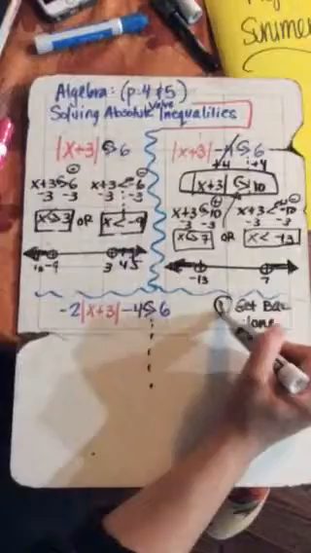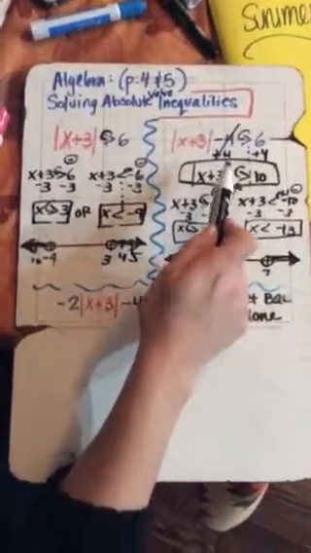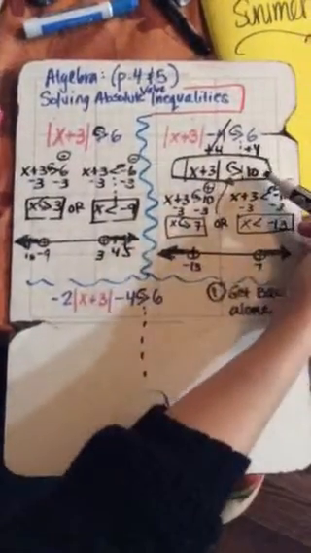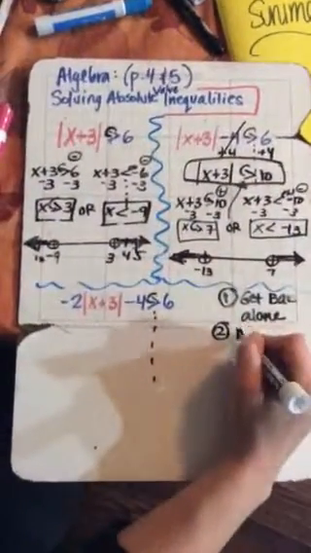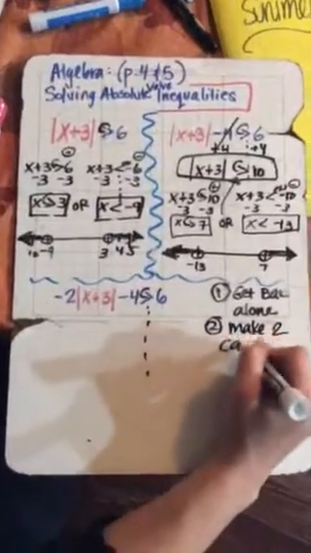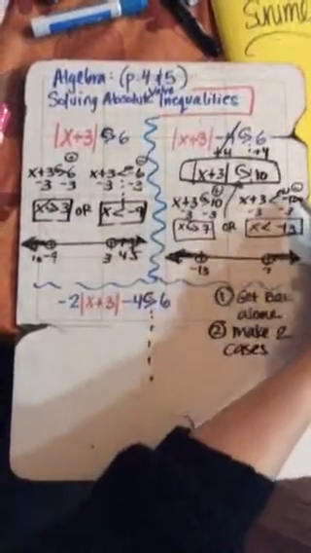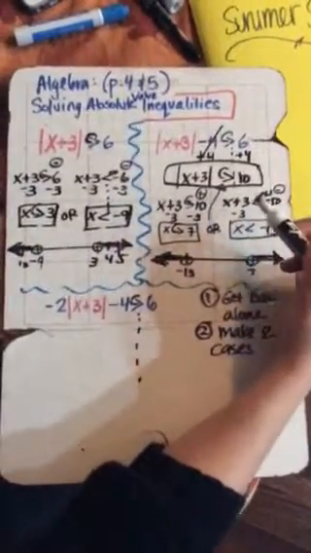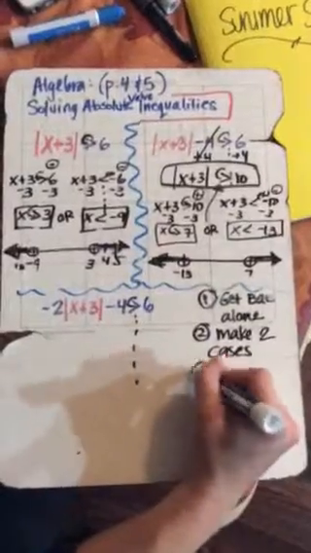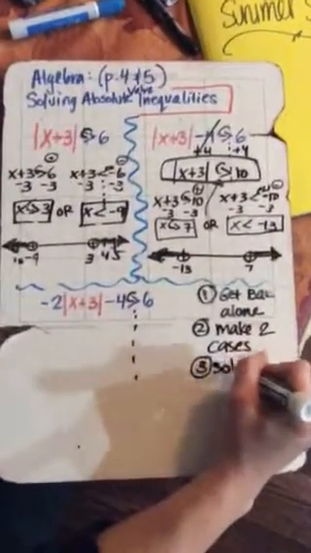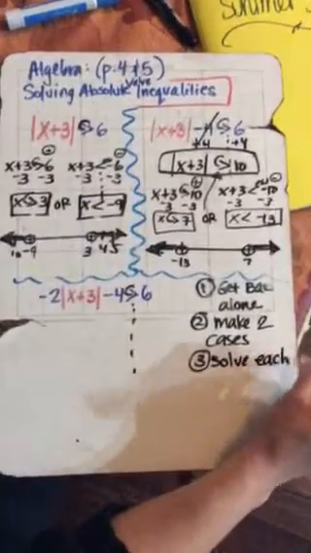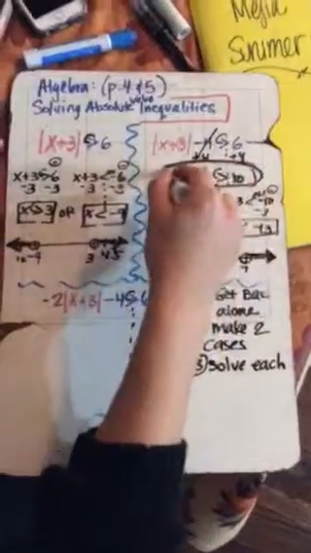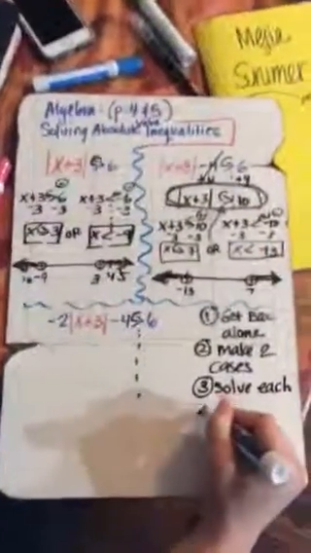So I've started to write the steps and I forgot. First thing is get the bars alone. So in this case, we had to do the opposite to get the bars alone. Once the bars are alone, make two cases. You have a positive case and a negative case, two different inequalities. Remember, the negative case, you also flip the symbol. And then you solve each. And then you look back to see whether it's an AND or an OR inequality.